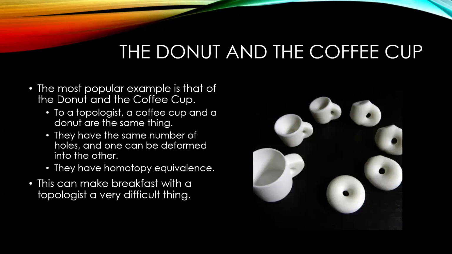And then the big example is the donut and the coffee cup. To a topologist, a coffee cup and a donut are the same thing. They have the same number of holes and one can be deformed into the other. They have homotopy equivalence. And the joke is that this can make breakfast with a topologist a very difficult thing.